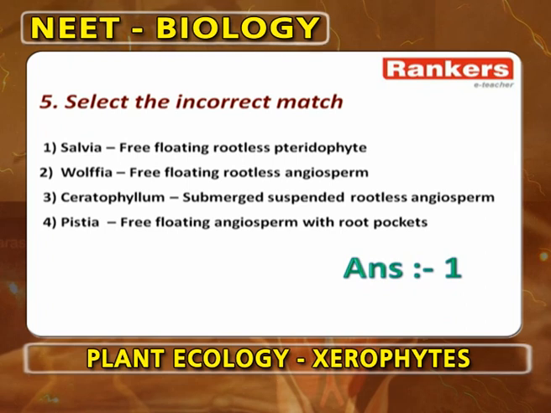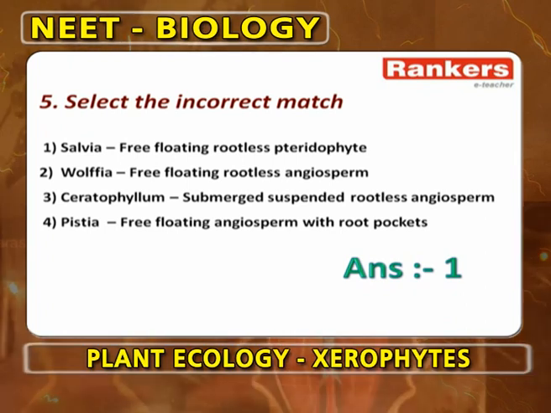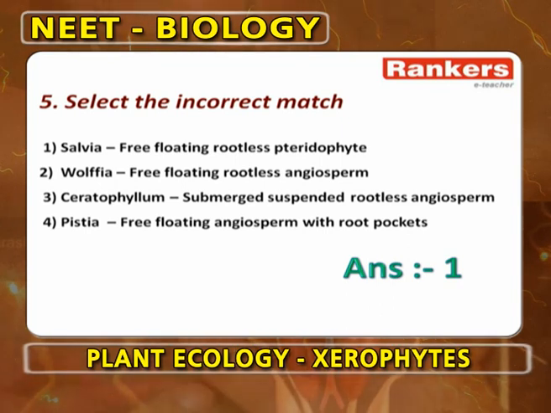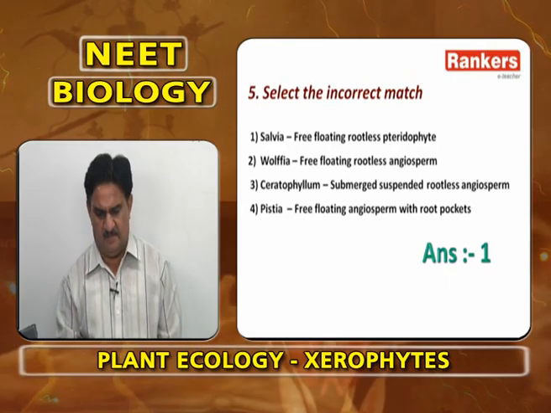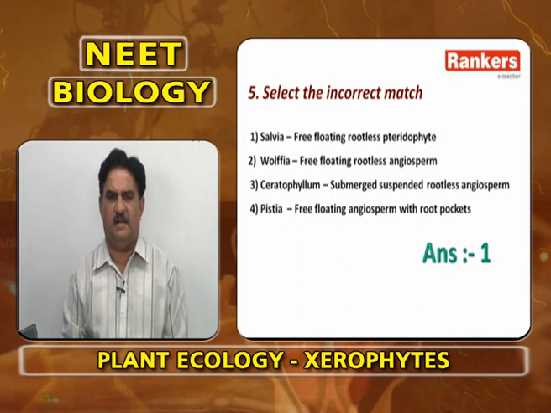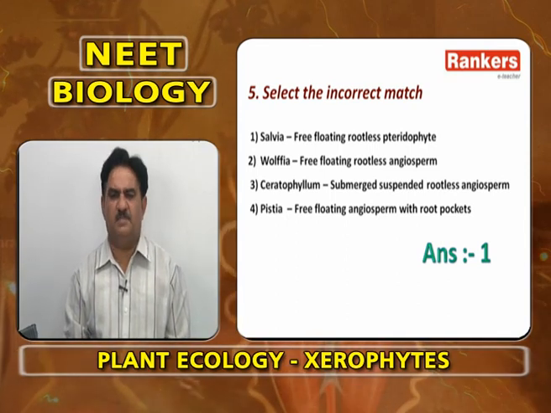Select the incorrect match. Salvia, free floating rootless pteridophyte. Wolffia, free floating rootless angiosperm. Ceratophyllum, submerged suspended rootless angiosperm. Pistia, free floating angiosperm with root pockets. Wolffia, free floating rootless angiosperm is correct. Ceratophyllum, submerged suspended rootless angiosperm is correct. Pistia, free floating angiosperm with root pockets.